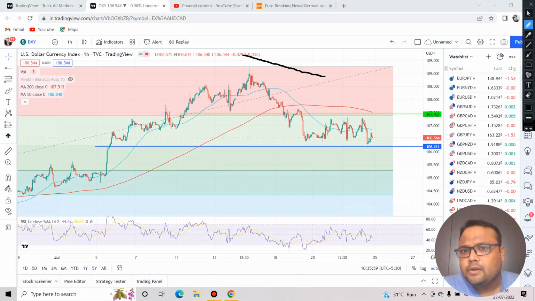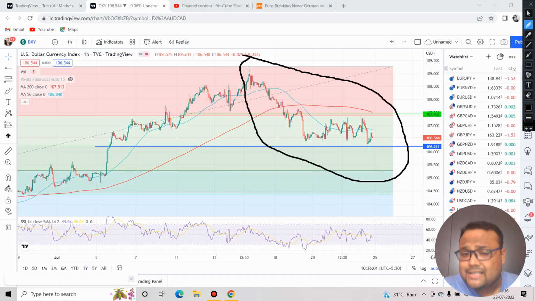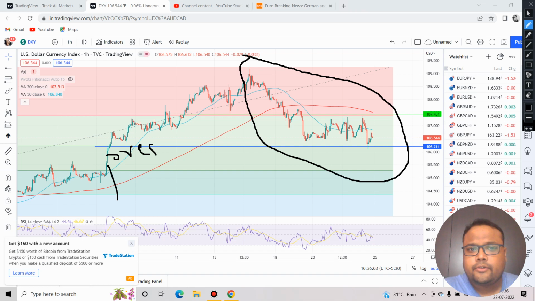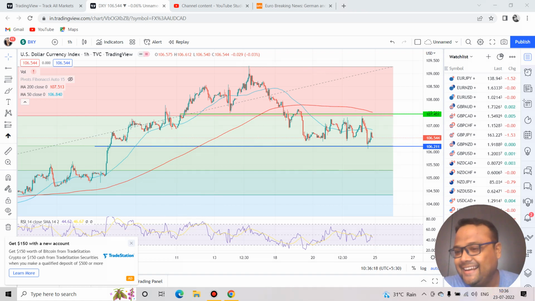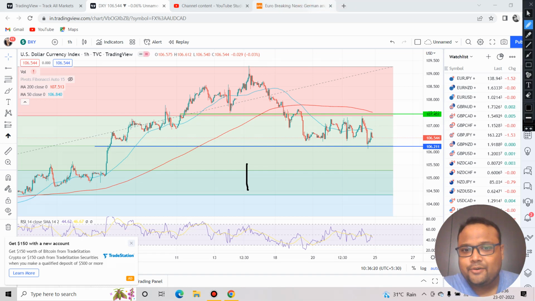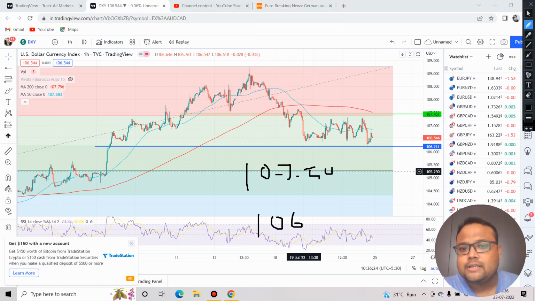But if we try to understand the present trend of DXY, then right now we can see that after some selling pressure, the market is consolidating. DXY right now is trading in a range of 107.50 on the upside and 106.20 on the downside. This is the range of DXY right now.